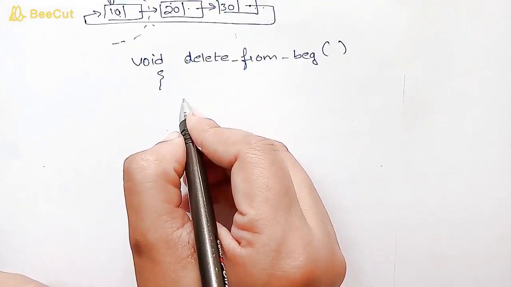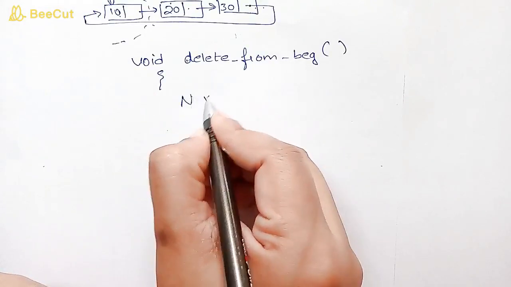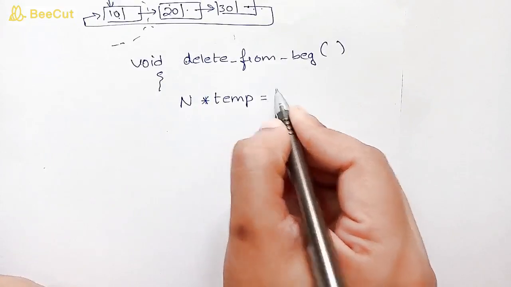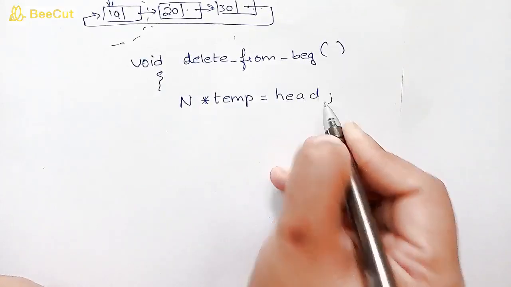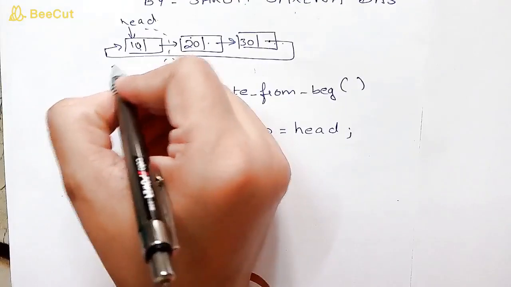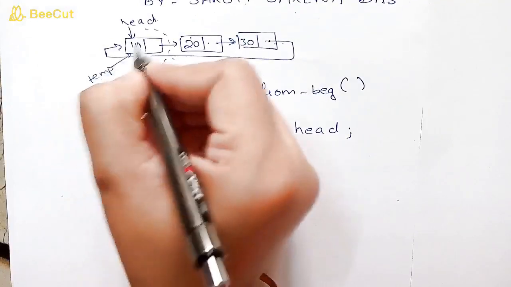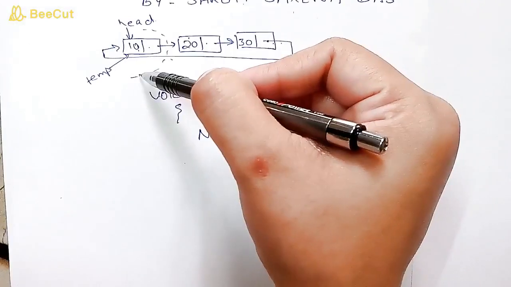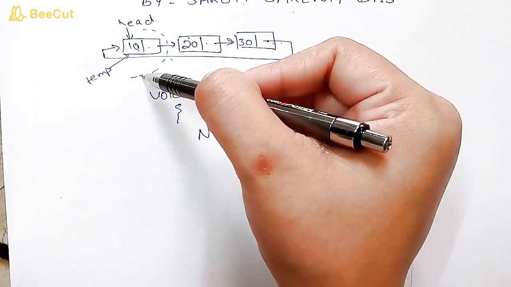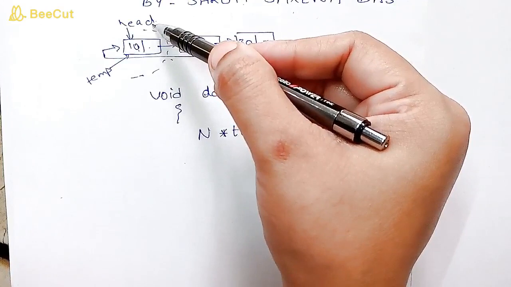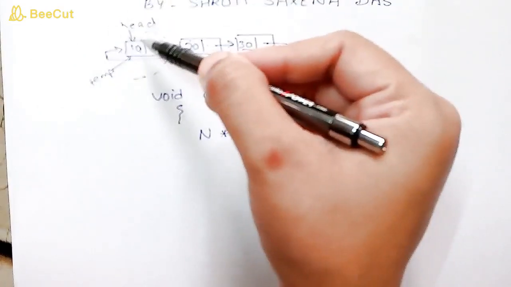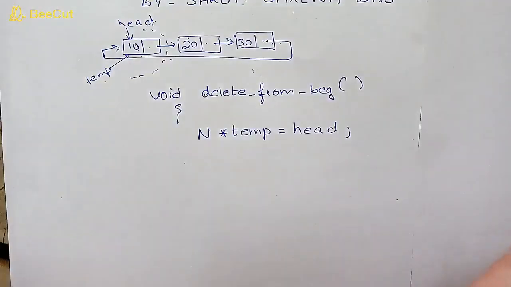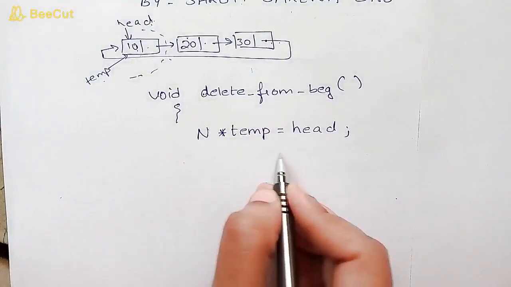So I'll take one pointer as temp, and I'll initialize it to head. So what is happening? I have taken one pointer temp. It is pointing to the same node to which head is pointing. Because I have to use the free function to deallocate the memory, and inside the free function I cannot use head. I cannot delete this pointer head. That's why I'm taking another pointer temp. It is pointing to the same node as that of head.